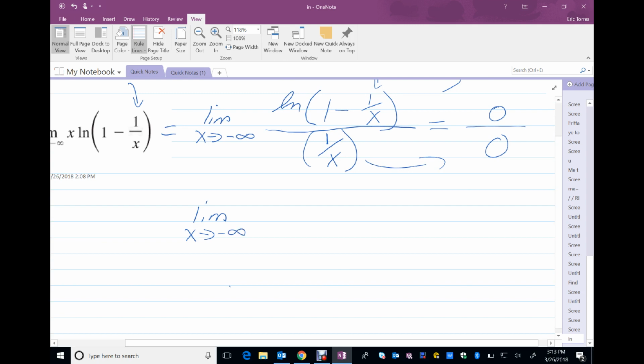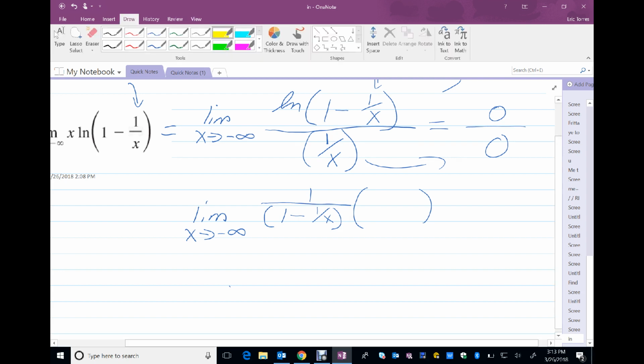So the derivative of ln of anything is 1 divided by whatever that anything is. And again, I have to apply the chain rule: times the derivative of the interior. Let me illustrate what I am taking the derivative of. I'm now taking the derivative of just this component on the inside. The derivative of 1 is 0. The derivative of negative 1 over x is positive x to the negative 2 power.